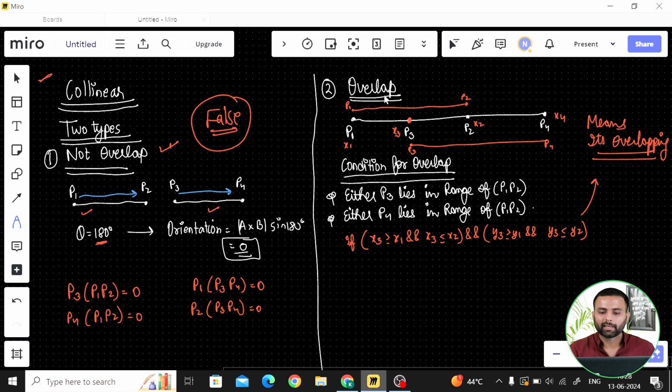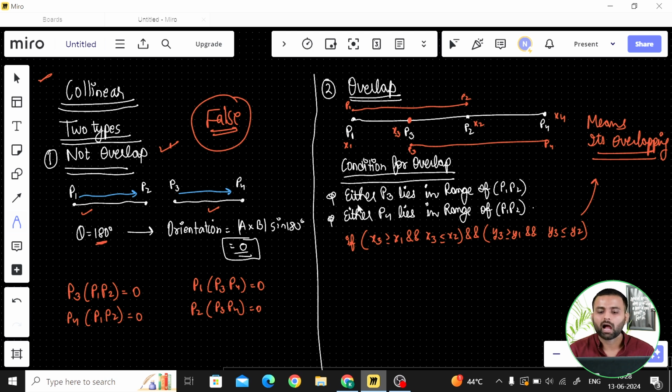Now the second part is the overlap part. If you see here, yes, it is collinear. So we have to check whether they overlap or not, because if they do not overlap, that's why the output is 0 in that case. So we have to check some points. Here I have written P1, P2 as the first line and P3, P4 as the second line. We have two line segments.